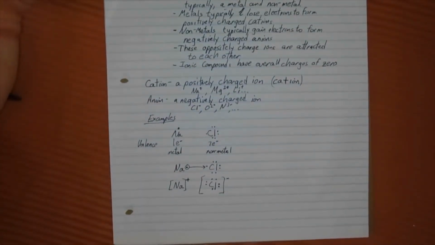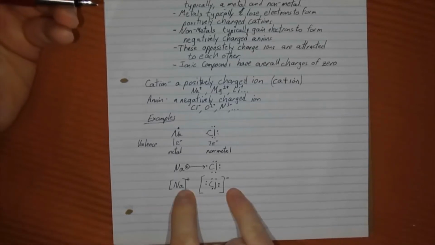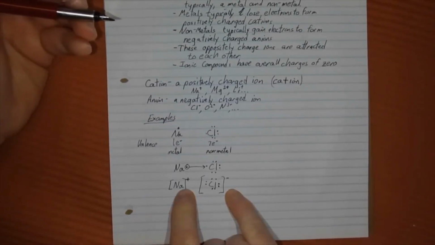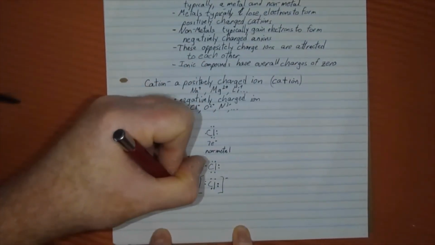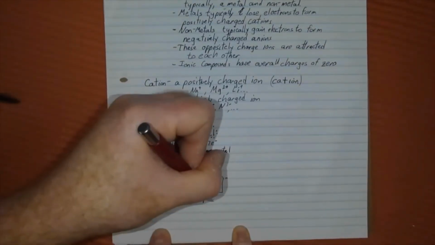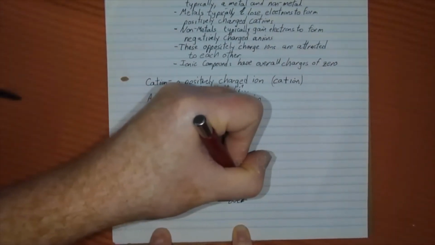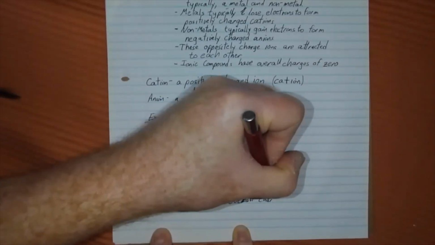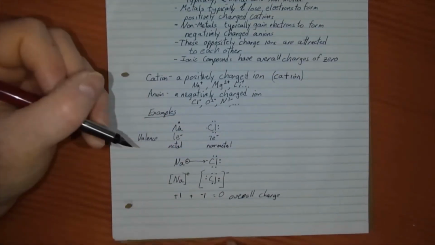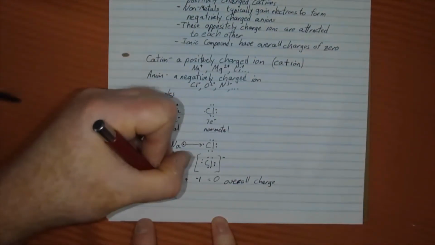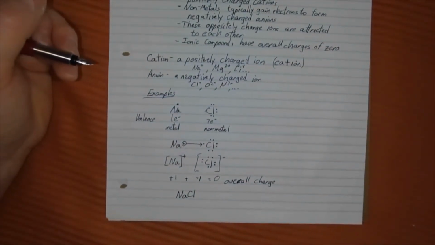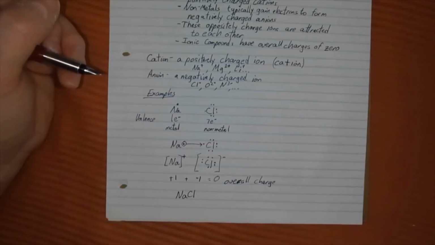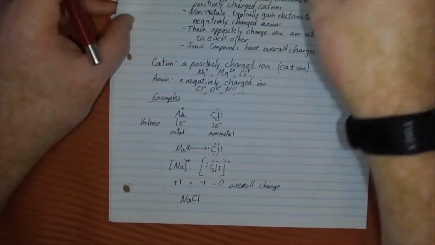So what compound is it going to form? Well, it needs to have a 0 charge. We'll have a plus and a minus. What's +1 added to a -1? 0 overall charge. And it is going to be written like this: NaCl. That's how you write your formula. Does that make sense? Okay, more examples.